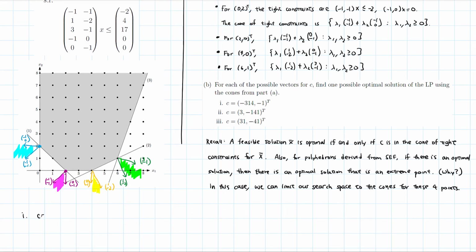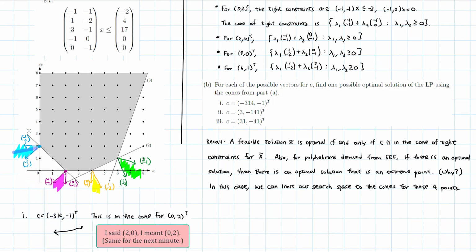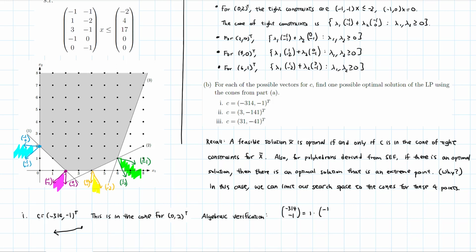For the first c, which is (-314, -1), we see that the vector goes like this, and it looks like it is in a cone for the point (2, 0). We can verify this algebraically. (-314, -1) is 1 times (-1, -1) plus 313 times (-1, 0). These coefficients here are non-negative, so our vector c is indeed in the cone of the tight constraints for (2, 0). So (2, 0) is optimal for this particular c.